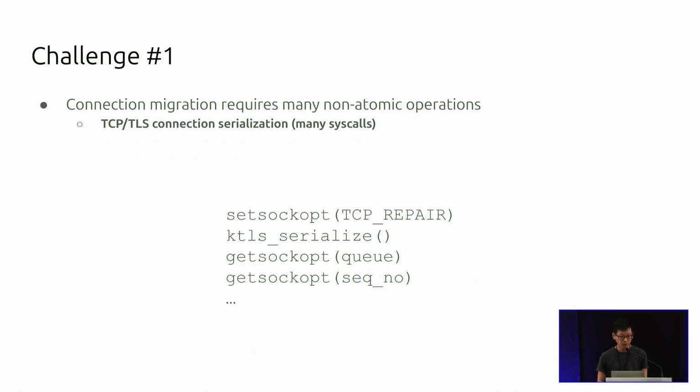So in order to perform this, there are several challenges. The first one is that it requires many non-atomic operations to serialize a TCP connection. The Linux kernel already provides an option on this called TCP repair. However, we cannot use it on its own. We need to do a lot of get operations to get information such as queue length, sequence number, and so on. If we are using TLS, we have to also serialize the TLS state.